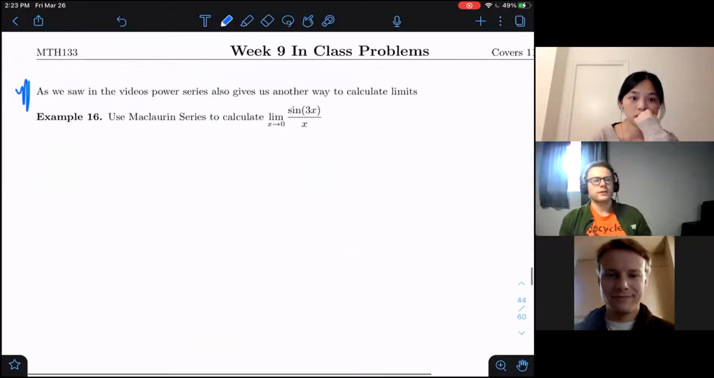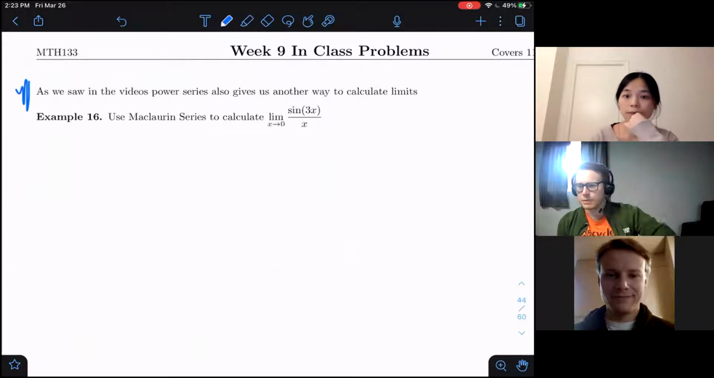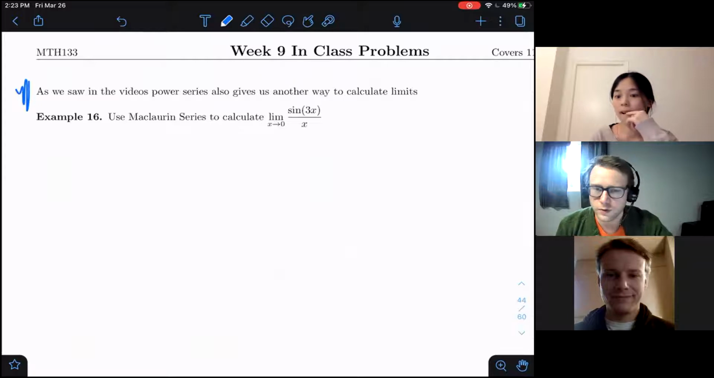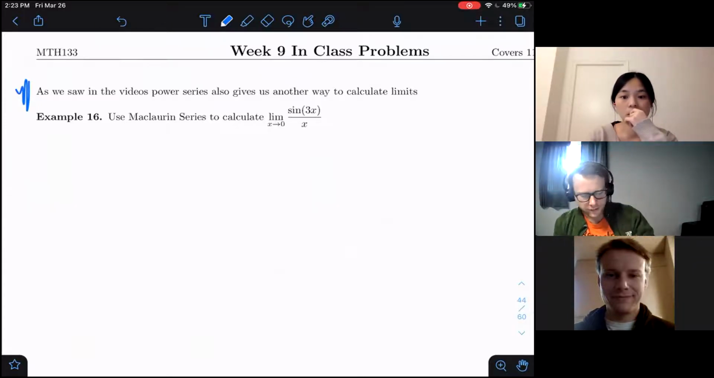So Maclaurin series, in order to evaluate this. Of course, this one's simple enough. We've seen lots of ways to do this, right? We have a Calc 1 way of doing this. We could use L'Hopital's rule for this, but I want to illustrate the method of using the Maclaurin series in order to calculate this out.